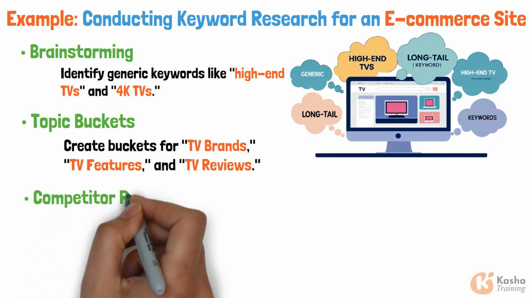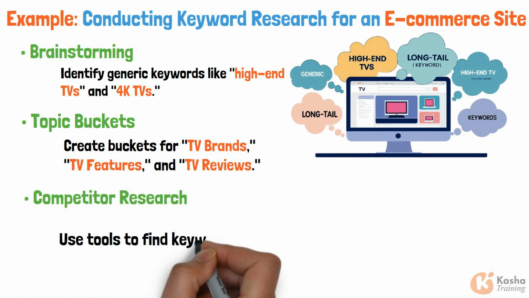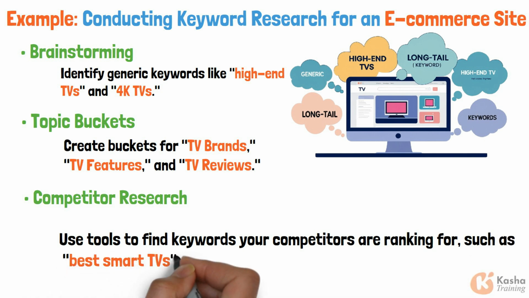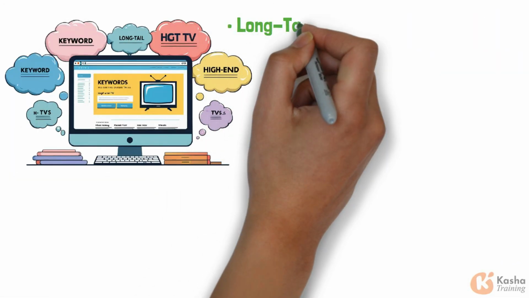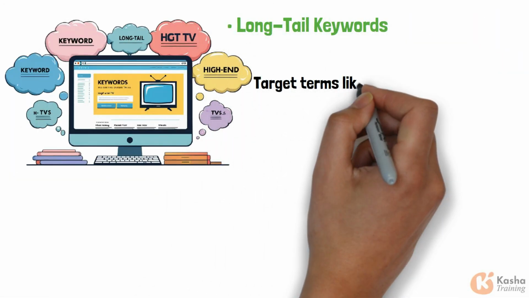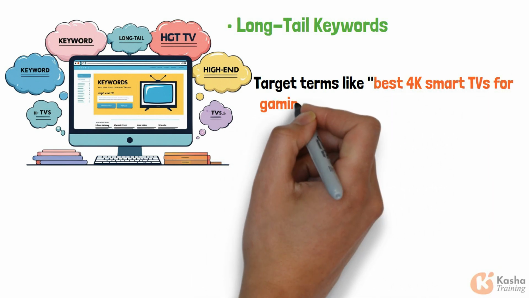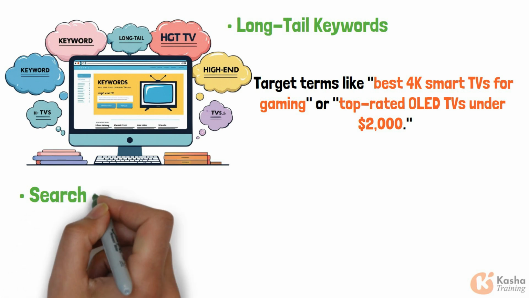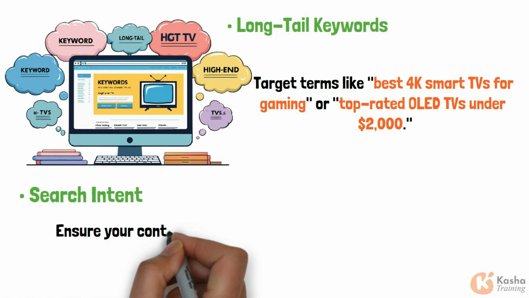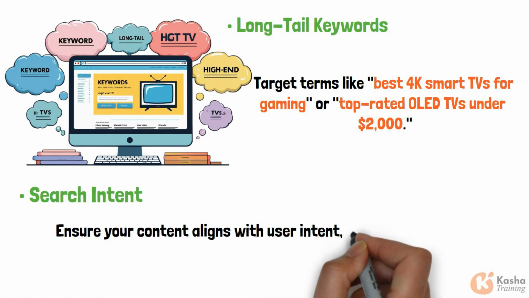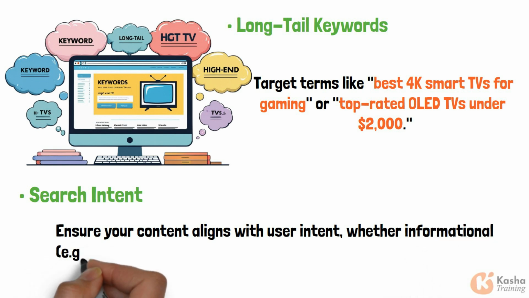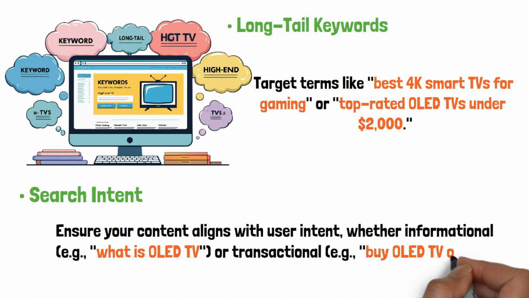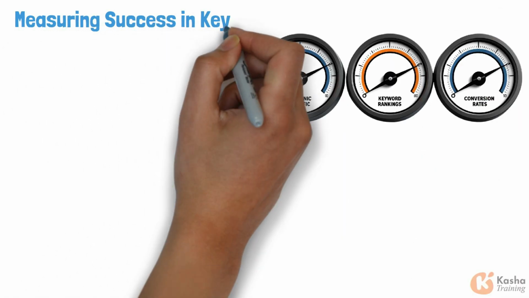Competitor research. Use tools to find keywords your competitors are ranking for, such as Best Smart TVs or OLED TVs. Long-tail keywords. Target terms like Best 4K Smart TVs for gaming or top-rated OLED TVs under $2,000. Search intent. Ensure your content aligns with user intent, whether informational, example, what is OLED TV, or transactional, example, buy OLED TV online.